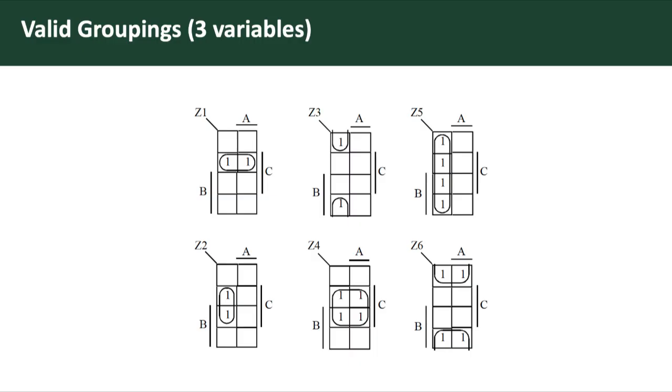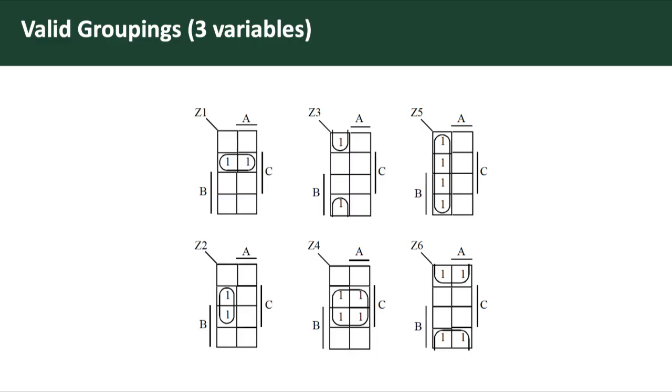Z3 and Z4 show pairs that are vertically aligned but not in immediately adjacent rows. These are valid because the rows follow gray code order, so even non-consecutive looking rows may differ in only 1 variable. Pay attention to which rows are actually adjacent in the gray code sense. Z5 shows a vertical group of 4, a full column of 1s. This is a 4-cell group that eliminates 2 variables, leaving a single literal product term. Z6 shows a wraparound horizontal group, 2 cells at the far left and far right of the same row.